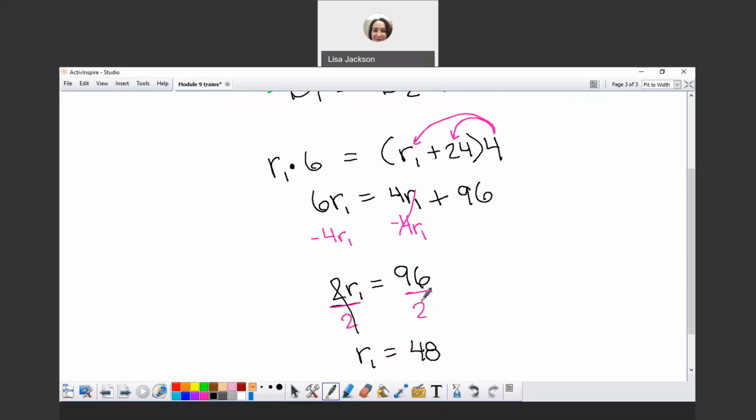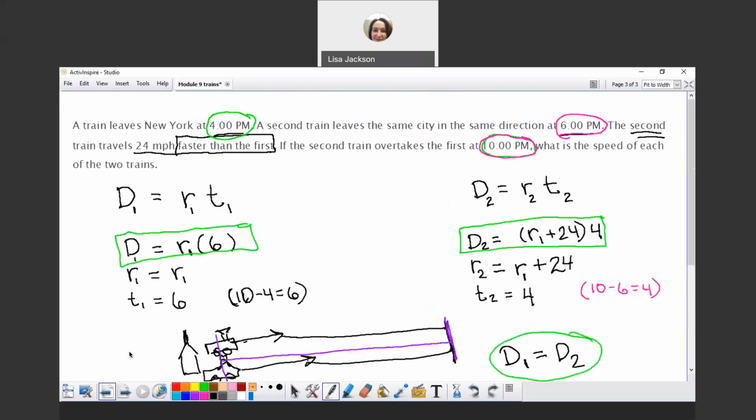So I found something. Now I need to go double check what the question was, because we've done a lot of work. The question said, what is the speed of each of the 2 trains? Okay, so I found this one. I found R1, but it wants both of them. So now I need R2. That's okay. I know that R2 is whatever R1 is plus 24.